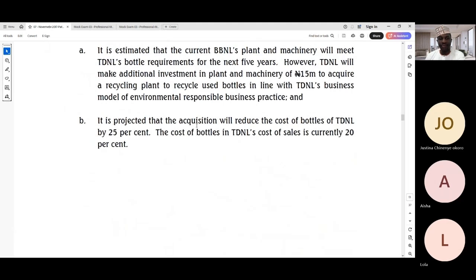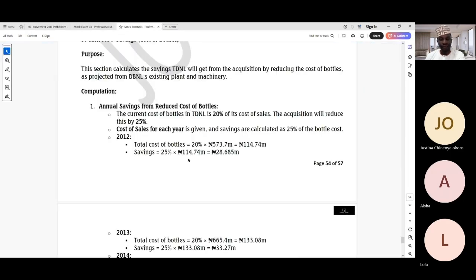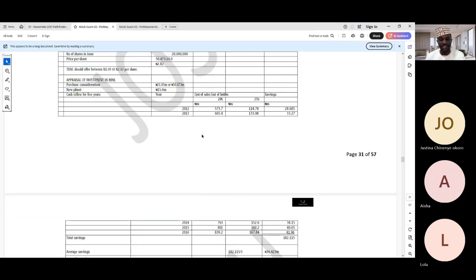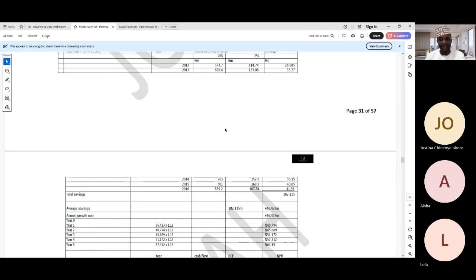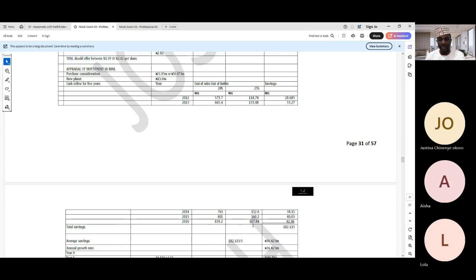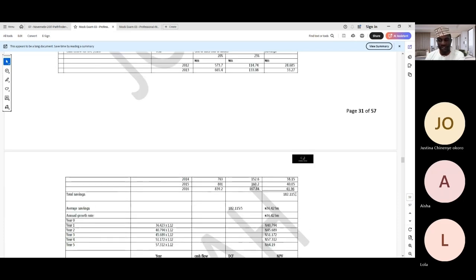So if you look at this question or this requirement, he said it is projected that the acquisition will reduce the cost of TDNS bottles by 25%, and the cost of the bottles in TDNS cost of sales currently is 20%. So in our computation now, we'll first do for 20%, we have the cost of sales, which is for 5 years. Everything is here. And we have for 25%, everything we provided for the 5 years is here. Then how much are we saving? So the savings is between the 20% and the 25%, and the difference is what we are saving. So you see the total savings is about 185 million based on that cost of sales.